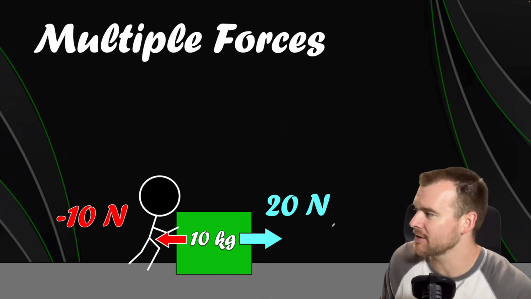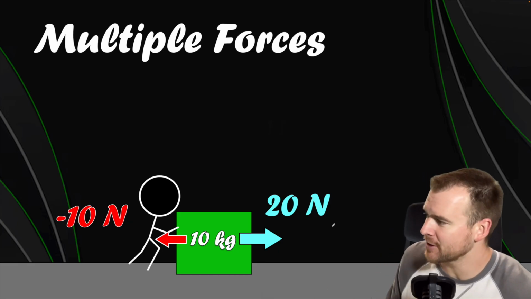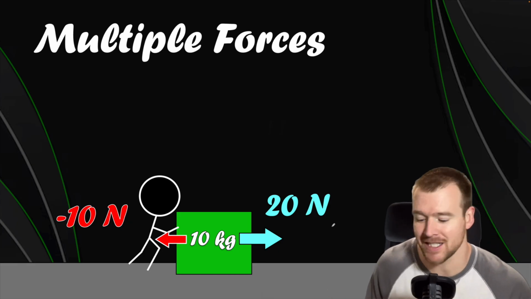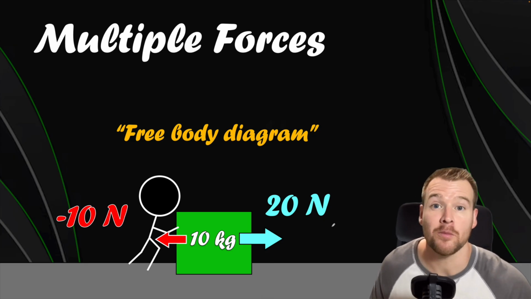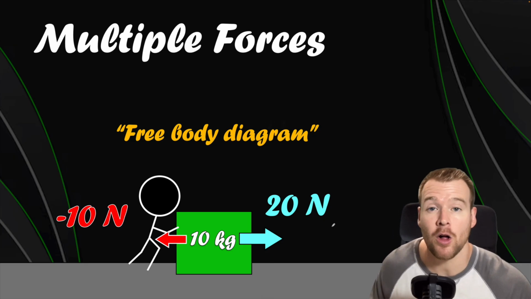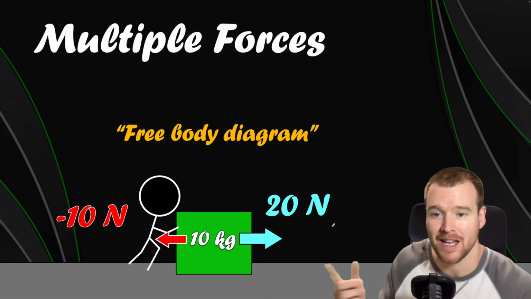Okay, so how am I going to handle these multiple forces? Well, the first thing that I've actually already done is I've put a little picture to show what forces are present. This is called a free body diagram, and it's the first place to start when there are multiple forces. Draw a little diagram of all the forces acting on the object. So we've drawn our free body diagram, force left and right.